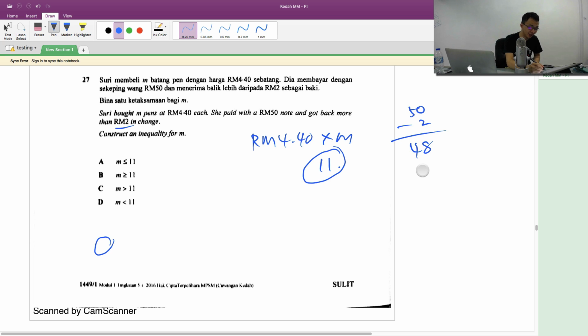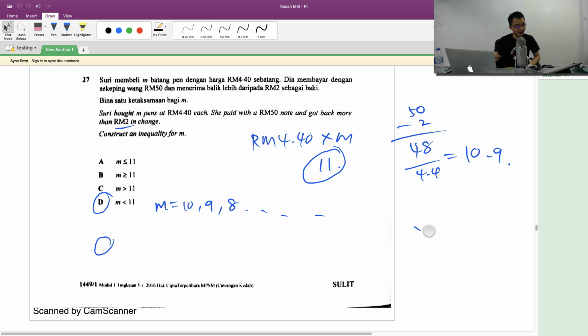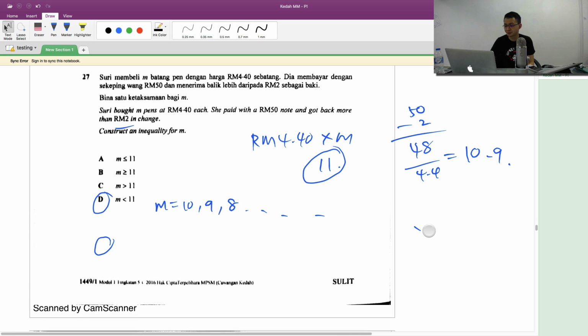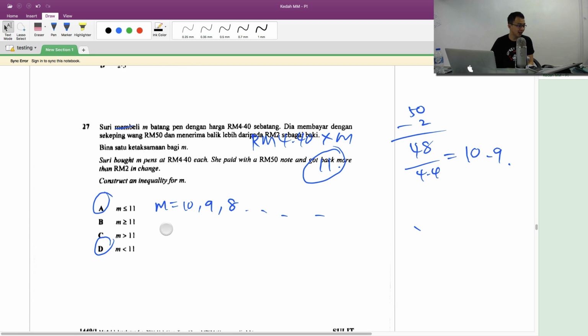So basically, in order to get back the minimum 2 ringgit, I use 48 divided by 4.4, and the maximum is 10.9 books. I cannot reach 11 books. Maximum is 10 books. Alright, so the answer will be D. Because for D, m should be 10, 9, 8, ... Alright, this is very easy.